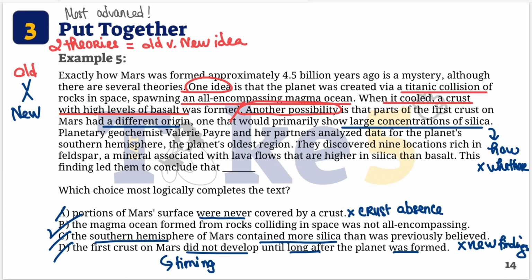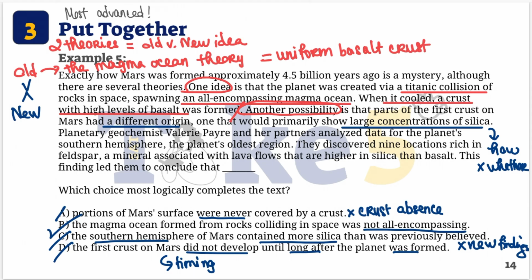B says that the magma ocean was not all-encompassing. This is a very precise and must-be-true flip because the magma ocean theory, or the old theory, predicts a uniform basalt crust, which is the result of the magma ocean cooling down, covering the entire planet. Finding silica-rich feldspar in the oldest region directly contradicts that uniformity. If the first crust in the southern hemisphere was silica-based rather than basalt-based, the magma ocean couldn't have covered everything, so it's not all-encompassing.